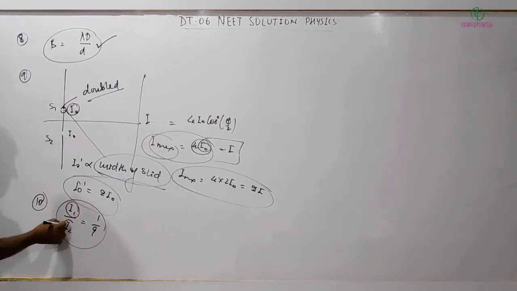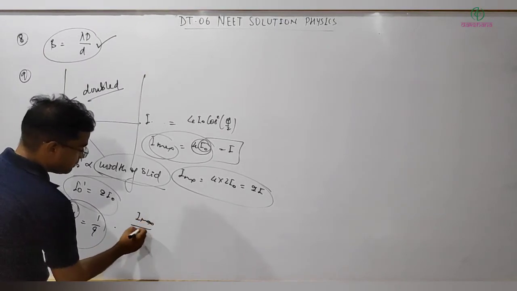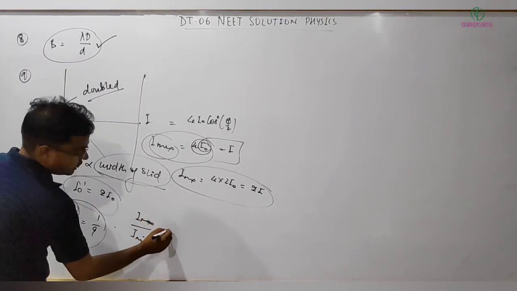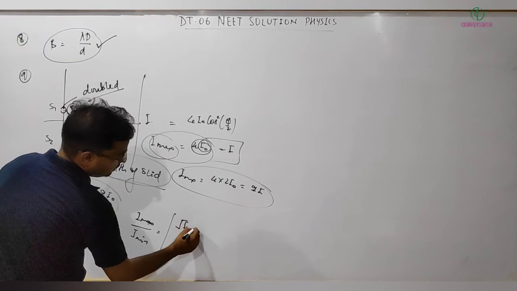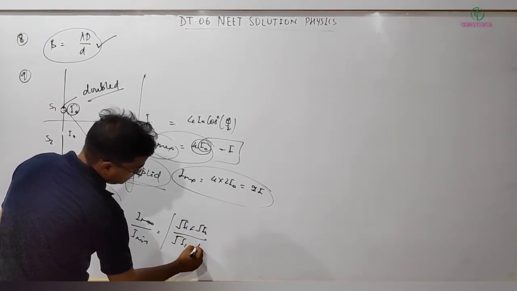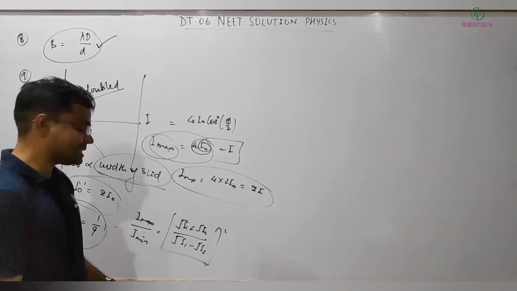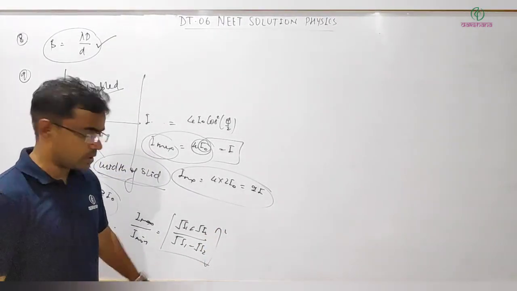So this is I1, this is I2. Then it's talking about I max divided by I minimum, and we know it's actually (√I1 + √I2) whole square divided by (√I1 − √I2) whole square. This is the ratio. It's also a straightforward formula based problem.